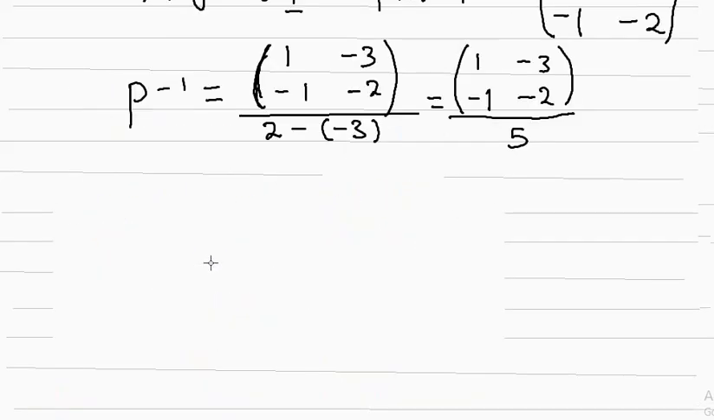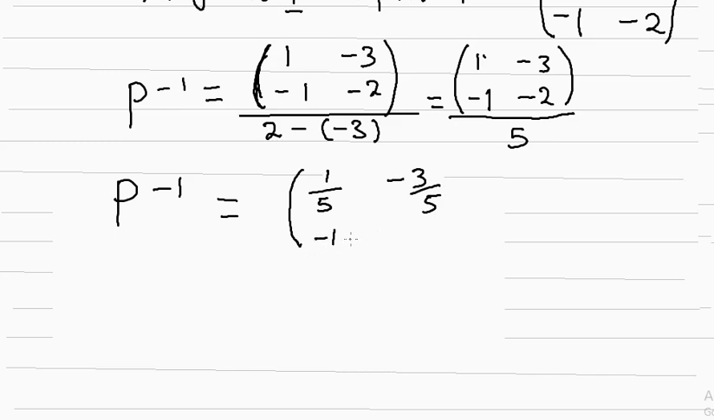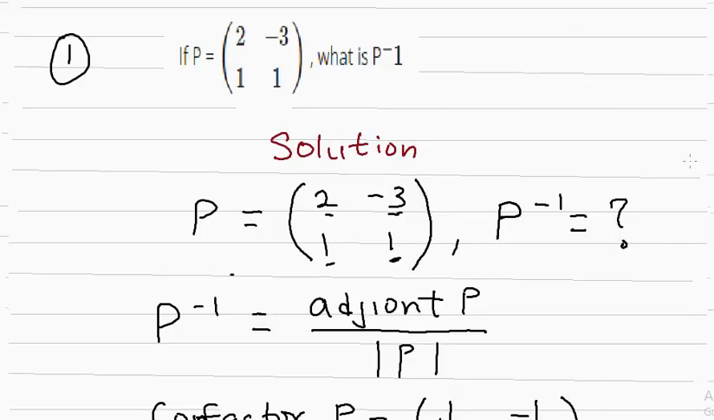Here we go. So the final answer now is going to be the inverse of P is going to be equal to 1 divided by 5. That's 1 all over 5. All right. Of course, minus 3 all over 5. I'm dividing everything by 5. Minus 1 all over 5. Then, of course, minus 2 all over 5. So that is the inverse of that matrix. So I hope that is well understood.